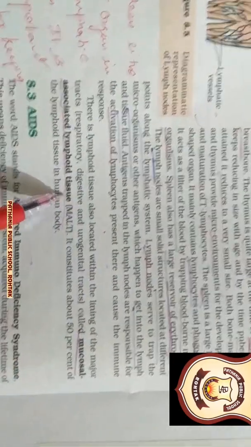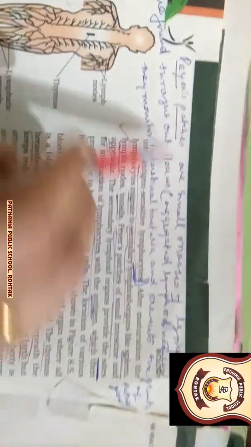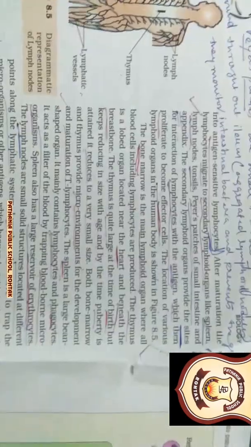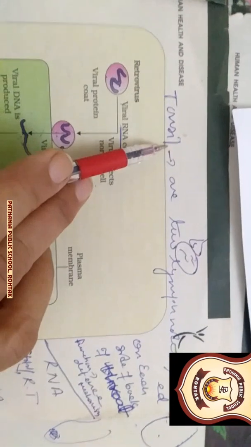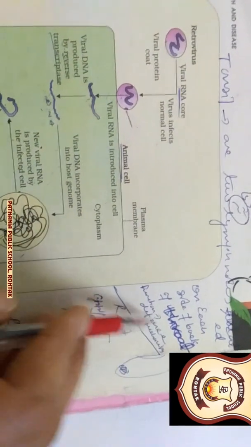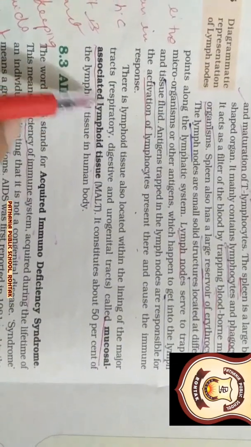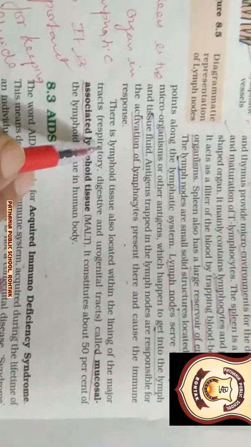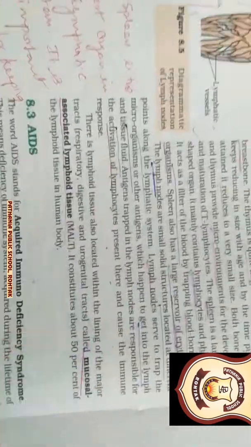Then come the Peyer's patches. Peyer's patches are small masses of lymphatic tissue present in the ileum, and they monitor the growth of microorganisms in the intestine. And then the tonsils. Tonsils are present on both sides of the throat, and they also help in the defense mechanism. Last is the mucosal associated lymphoid tissue. As I told you, it forms 50% of the lymphoid tissue present in the respiratory, digestive and urinogenital tract.